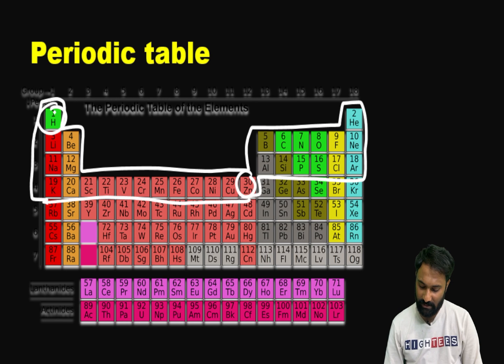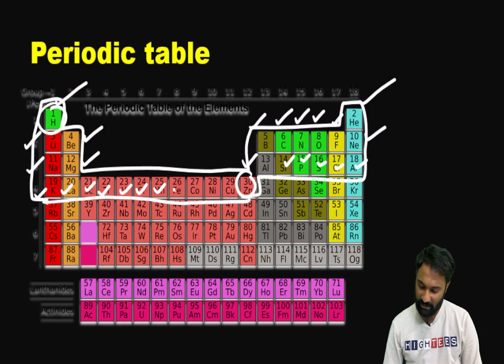Clear? What are they? First is hydrogen, second helium, next lithium, beryllium, boron, carbon, nitrogen, oxygen, fluorine, neon. Clear? Sodium, magnesium, aluminium, silicon, phosphorus, sulfur, chlorine, argon, potassium, calcium, scandium, titanium, vanadium, chromium, manganese, iron, cobalt, nickel, copper, zinc. Clear? Its atomic number as well as its element's name you have to remember.